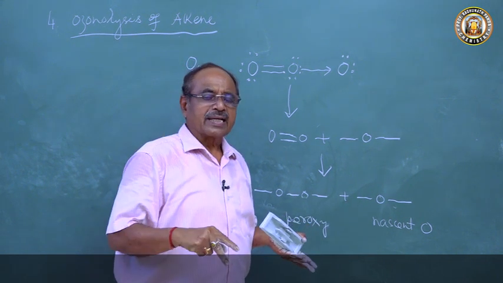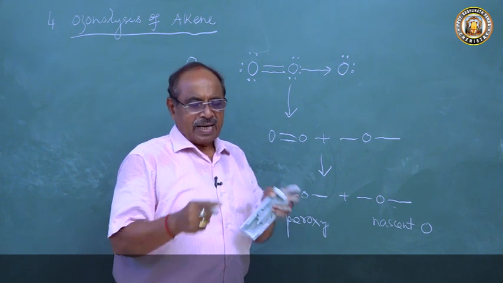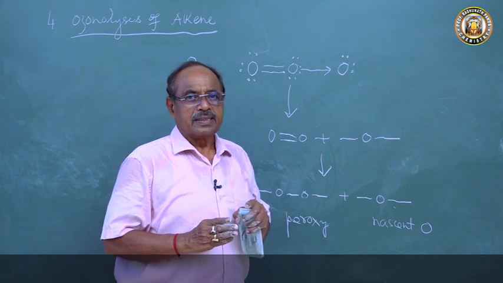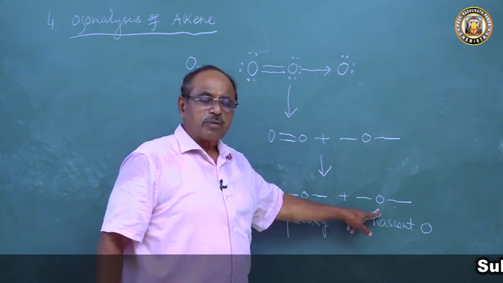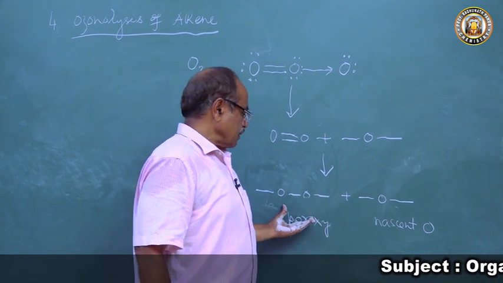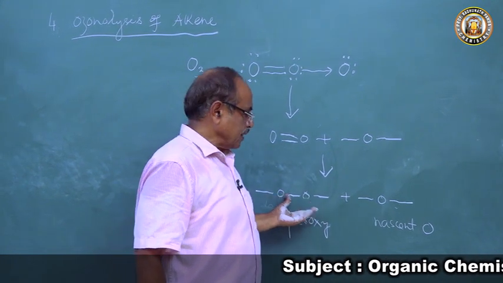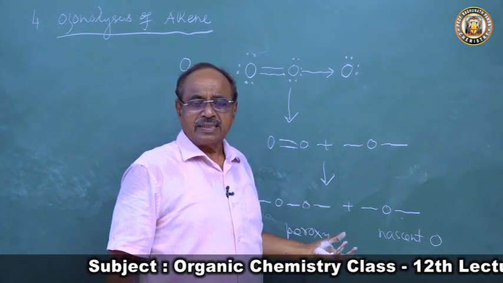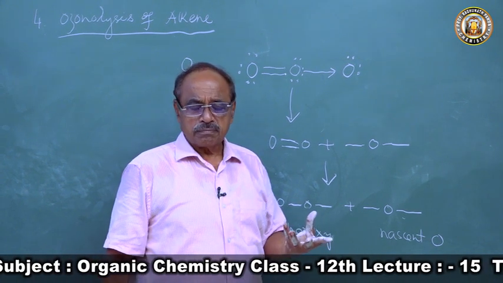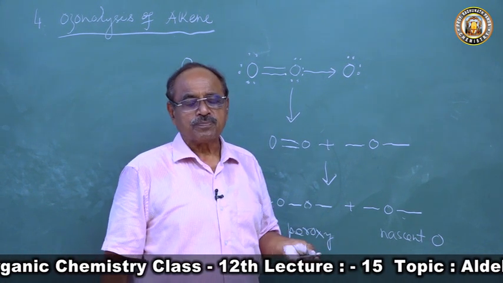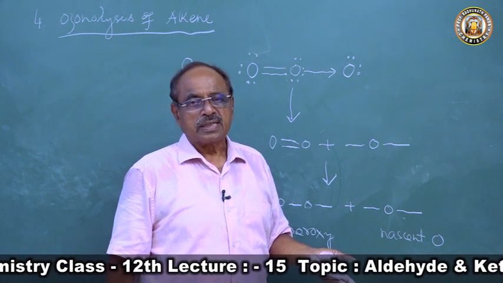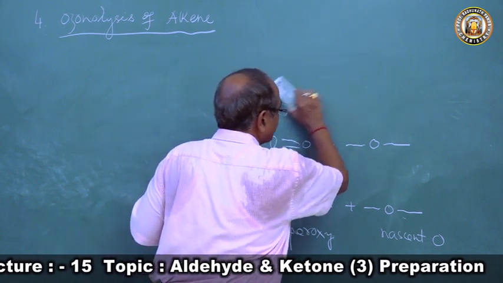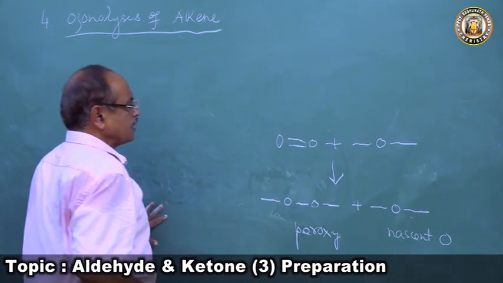The moment we add ozone to an alkene, the alkene has a sigma bond and pi bond. The sigma bond and pi bond both will break. This nascent oxygen will break the pi bond, and the peroxy linkage will break the sigma bond, and the molecule ozone will be added. It forms an ozonide. That ozonide on reduction forms a carbonyl compound. If you remember this theory, then it is very easy for you to write the reaction.